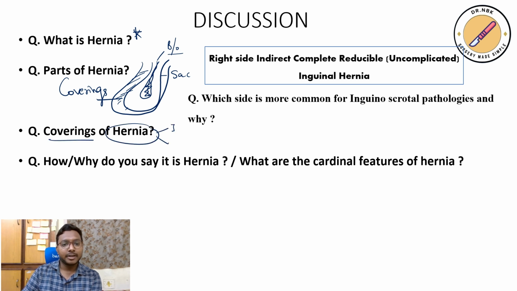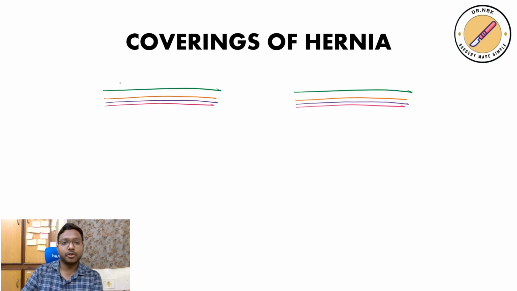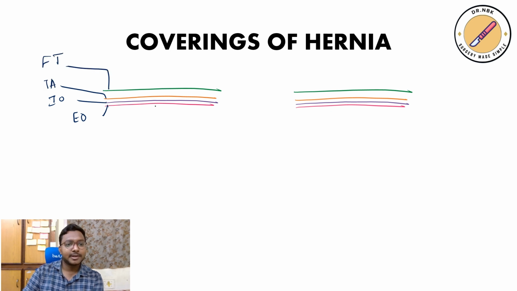Again, this depends on whether it is an indirect inguinal hernia or direct inguinal hernia. So I'll just show you this here. So this is your external oblique, this is your internal oblique, this is your transverse abdominis, this is your fascia transversalis. So please understand, whenever there is an indirect inguinal hernia, you know that the deep ring is a defect in fascia transversalis, and this superficial inguinal ring is a defect in external oblique aponeurosis. So whenever indirect inguinal hernia is happening through the sac, it will take all the layers that are present between the deep ring and the superficial inguinal ring.